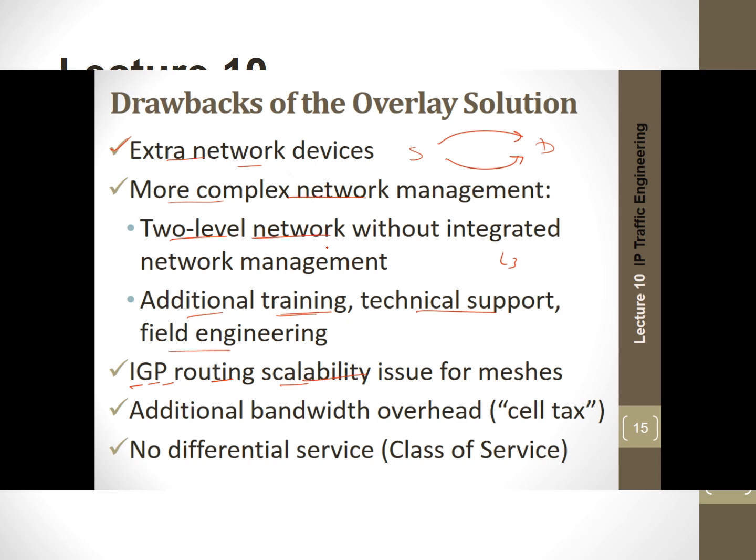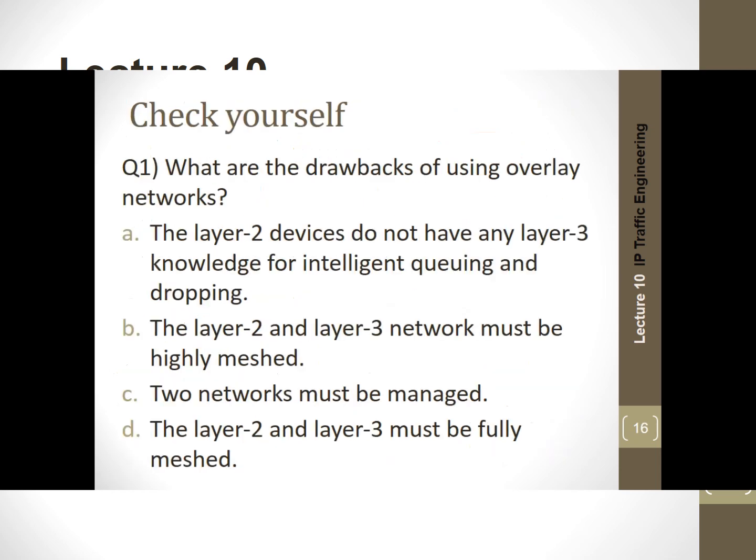Another drawback is extra network devices and IGP routing scalability issues for mesh. So these are some of the drawbacks which we can write in different words. For example, the layer 2 devices do not have any layer 3 knowledge. Of course, the layer 2 devices, the multi-layer switches which are inside, do not have the knowledge of the routers which are outside. So these are routers R1, R2, R3. The switches inside do not have the knowledge of layer 3 routers outside.